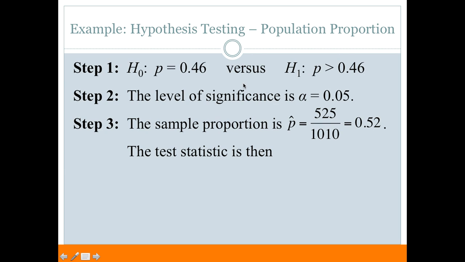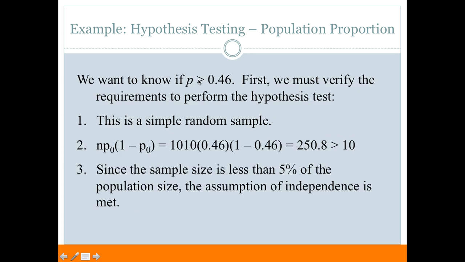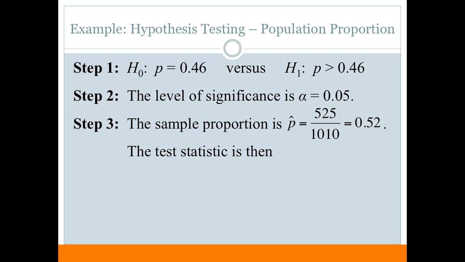So if we set up our null and our alternative hypotheses, we have the null hypothesis set up this way, where we have p equals 0.46. So this was back from 1997. This is kind of what we believe to be true. Now, based on what the researcher thinks, he is under the impression that the proportion has increased. So the alternative hypothesis is that p is greater than 0.46. Step 2 is to just go ahead and state the level of significance, which is just 0.05.